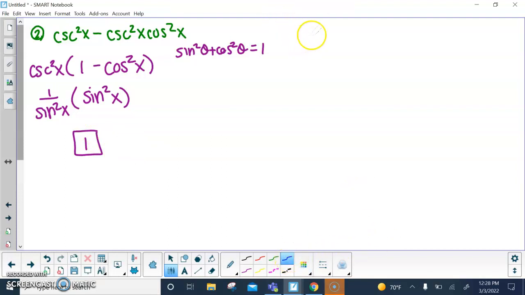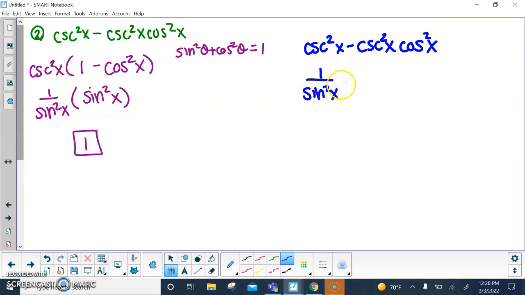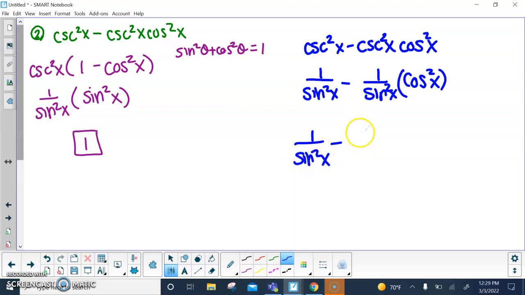Or option 2, some students don't recognize the factoring, which is totally fine. You do not have to necessarily recognize that factoring. Some students want to rewrite this with your sines in there. So you could rewrite this as 1 over sine squared of x minus 1 over sine squared of x times cosine squared of x. Well, cosine over sine, you would just have 1 over sine squared of x minus cosine squared of x over sine squared of x.